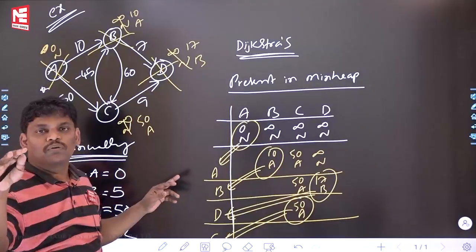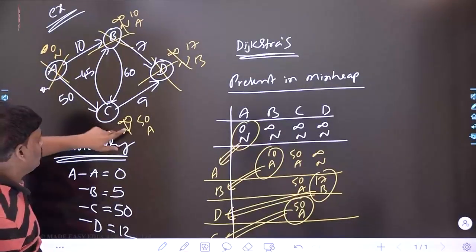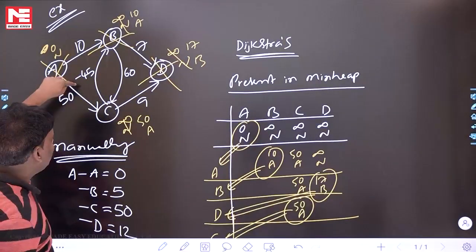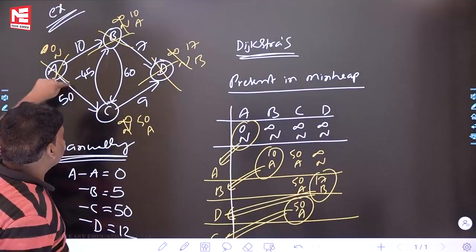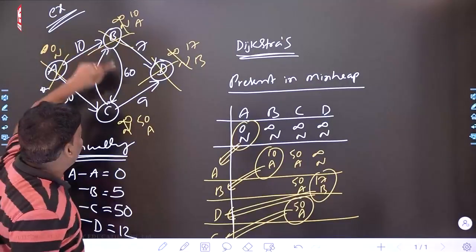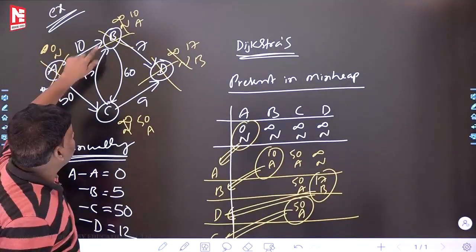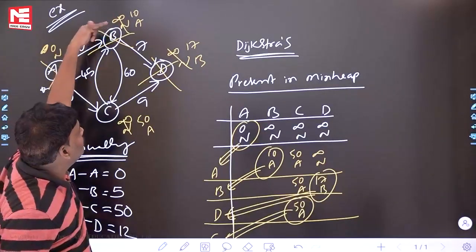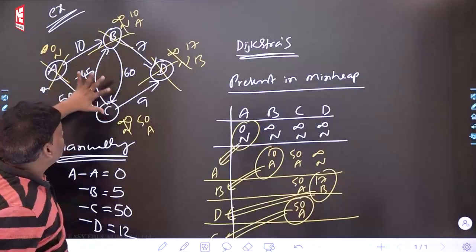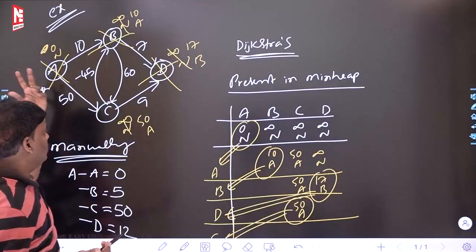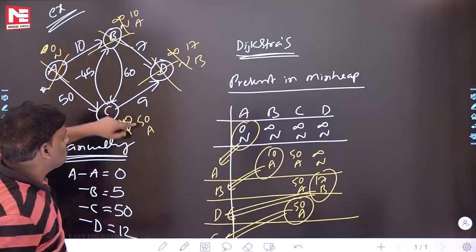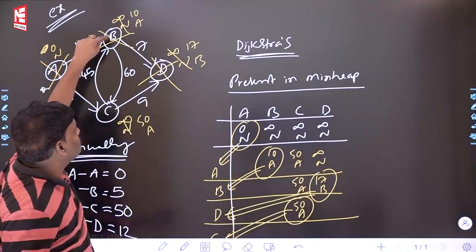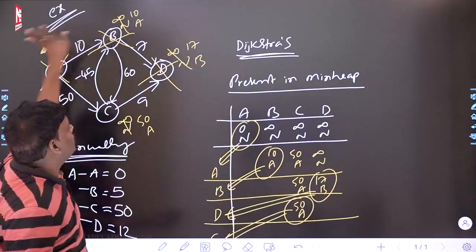Some people are asking how. Let me check here. Listen carefully: 50 minus 45, what is the answer? 5. According to Dijkstra's, don't change, but I have to change. 50 minus 45 is 5. I have to change, but Dijkstra is saying that he doesn't allow it because that vertex is already over. So for this problem, Dijkstra's will fail. What is the reason? 50 minus 45 is 5. I want to change, but I cannot, because Dijkstra is saying that if already over, I don't allow.